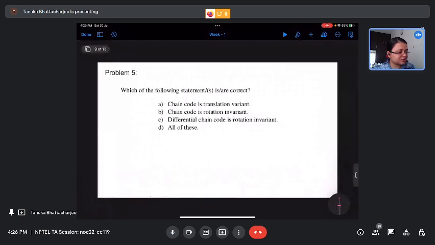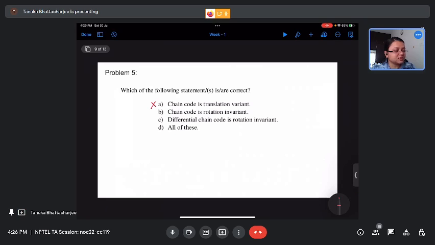Now the next question that we have is, which of the following statements is correct? The first is, chain code is translation variant. As we saw some time before, while coding the chain code, wherever you translate the shape, the chain code is not going to change because the direction of the segments will not change. So chain code is not translation variant, it is translation invariant. So the first statement is not correct.